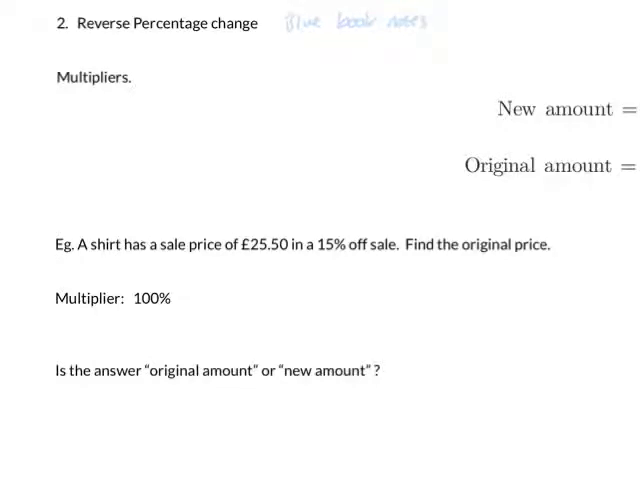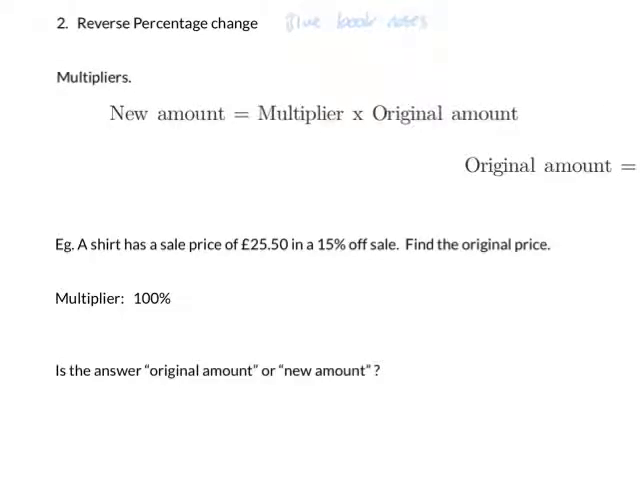Okay, so we're moving on to reverse percentage change now. Could you write the title in your blue books and then a subtitle of multipliers? There are two formulas I want you to write down, and each has the word multiplier in it.